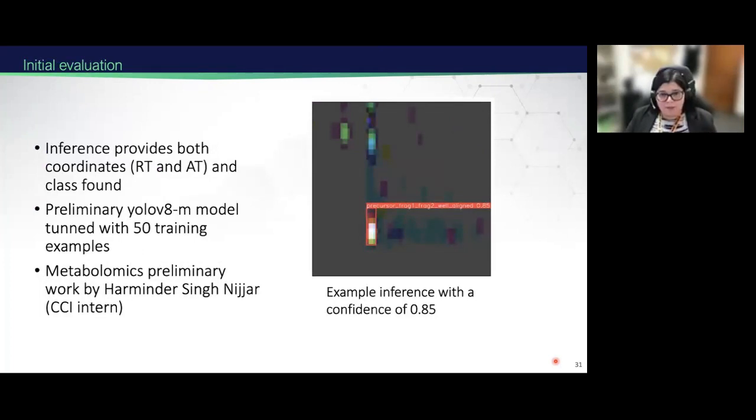In this example, in our preliminary results, we see that the model is able to locate where in retention time and mobility these signals align. That will tell us the actual coordinates in each of the samples, which we can also compare against our library to measure the error. In this case, we have an example of a confidence of 0.85.